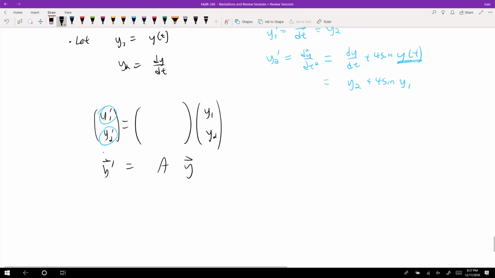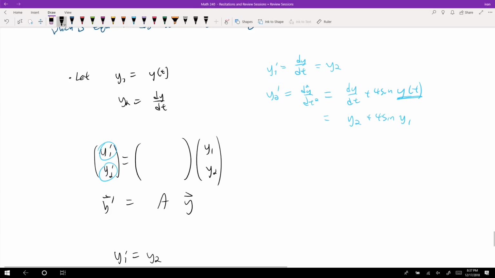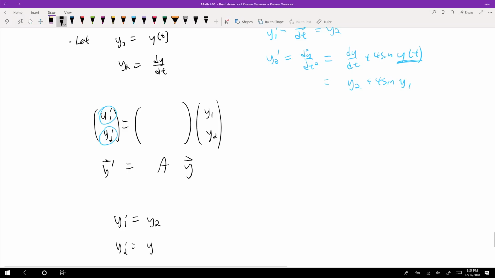So really you have this system: y1 prime is equal to y2. And then you have the second thing, y2 prime is equal to y2 plus 4 sine y1. Any questions? It's one of those things where you have to see it once, just get that initial substitution down, and then everything else isn't that bad yet. So only the y2s go in here, and then you would have a plus 4 sine y1 down here. So that's how you would do it. It's like an inhomogeneous system.